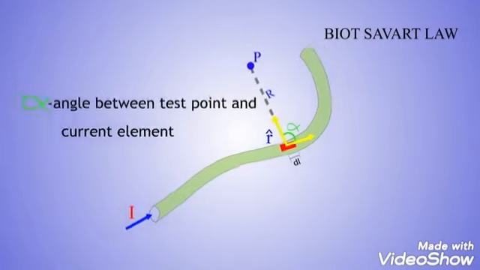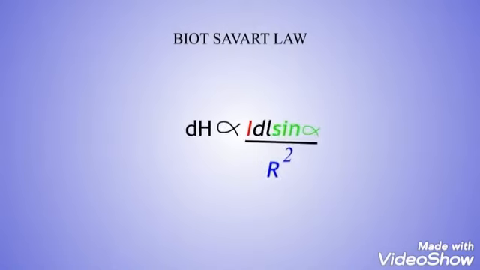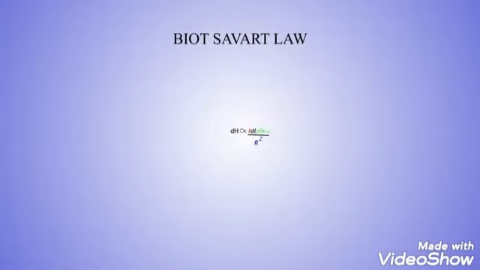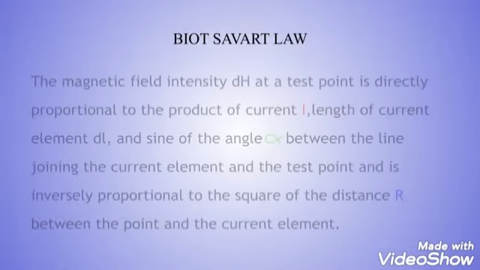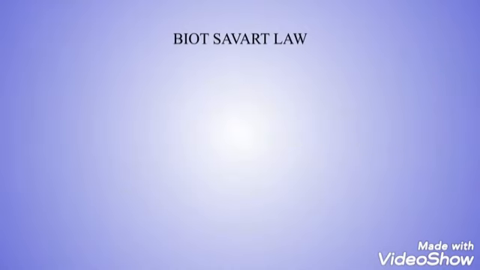Now according to Biot-Savart law, the magnetic field intensity at point P, dH, is directly proportional to I dl sin theta, or sin alpha, by R square. In definition, the magnetic field intensity is directly proportional to the product of the current element and the sine of the angle between them, and inversely proportional to the square of the distance between the point and the current element.